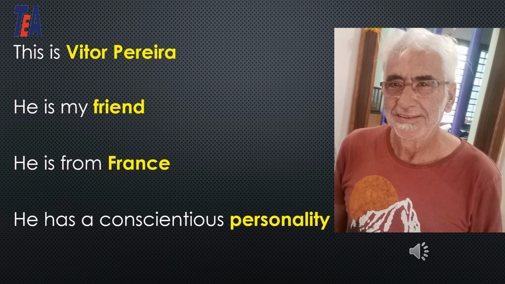This is Victor Pereira. He is my friend. He is from France. He has a conscientious personality. Now you try to identify the nouns in each one of these sentences, and the clue here is there could be more than one noun in a sentence. Here I am going to give you some techniques to identify the nouns in a sentence.